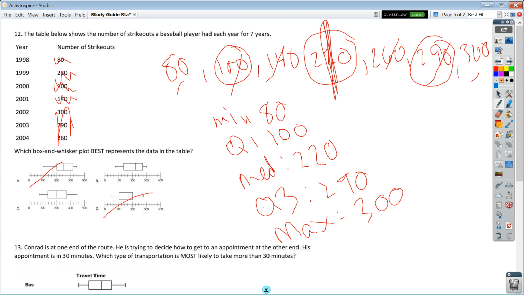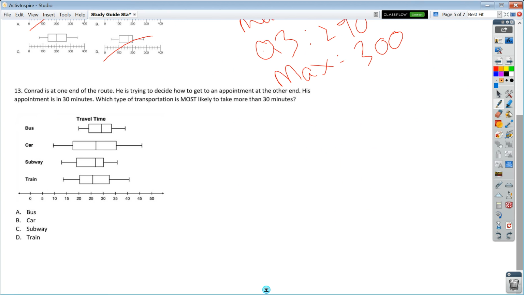Yeah, so either way, this would be your box and whisker. It should have started at 80. Then it should have looked like this. And you should have had 100, and it should have been pretty long here. And then a short amount, so this would be 220, and then 290, and then the rest of the way. So, yeah, that's a mistake, my bad.